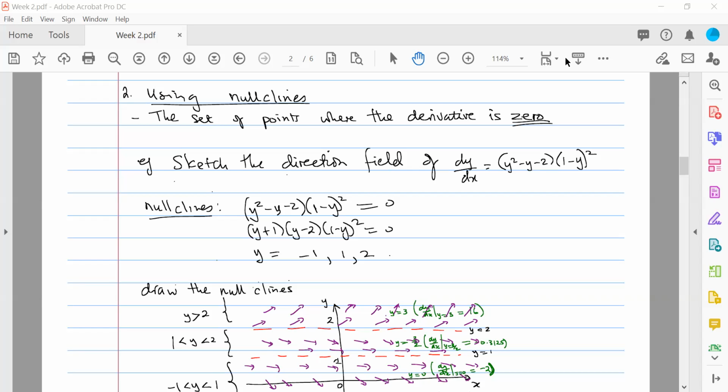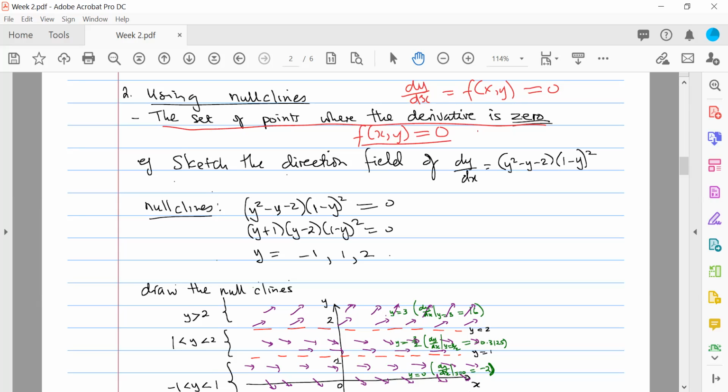Now let's look at how we can use Nullclines to draw the direction field. First of all, we are just looking at the set of points at which the derivative is 0. Remember, our equation is dy/dx equal to f(x, y). So if the derivative has to be 0, basically you're looking for all the points where f(x, y) should be equal to 0.